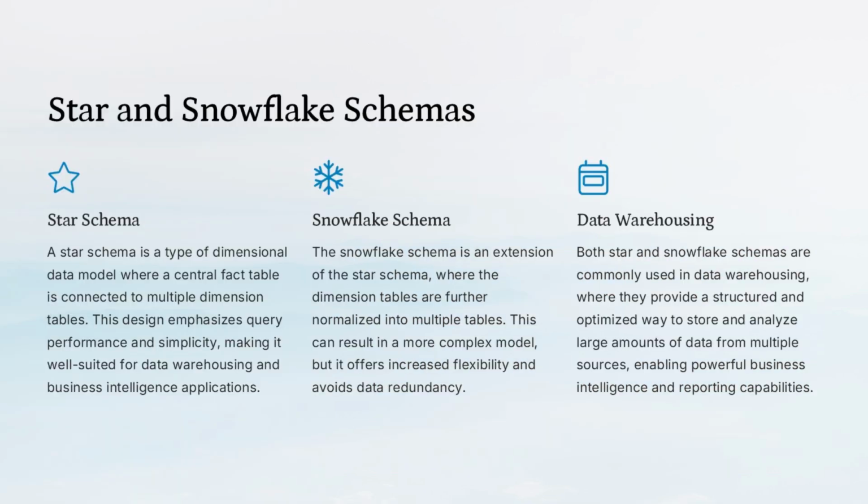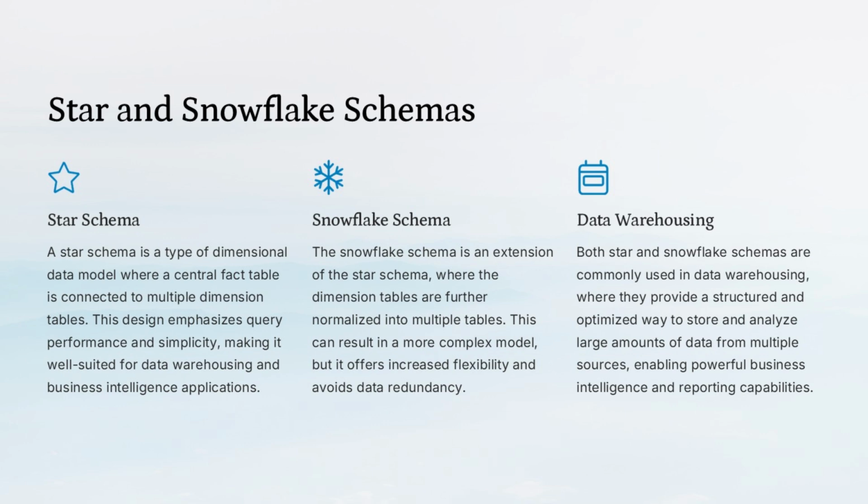Star schema is a type of dimensional data model with a central fact table connected to multiple dimension tables. This design emphasizes query performance and simplicity, making it well-suited for data warehousing and BI applications. Snowflake schema is an extension of the star schema, where the dimension tables are further normalized into multiple tables. This can result in a more complex model, but it offers increased flexibility and avoids data redundancy.